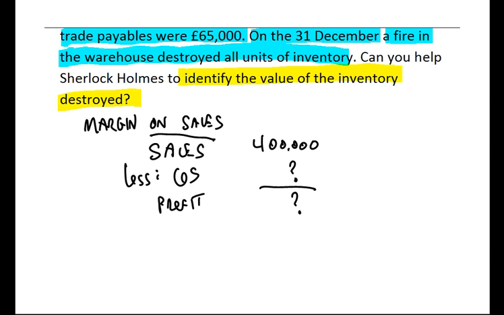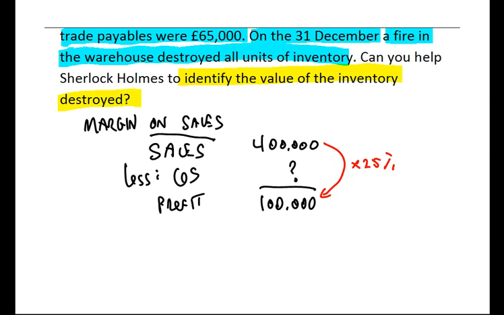Well, because we know the margin, we can actually identify what the profit is. If the margin is 25%, it's a margin on sales, so you'd literally multiply the sales figure by that 25%. If you take 400,000 times 25%, or times 0.25 on your calculator, you should get a profit generated of £100,000. That's 25% of your sales.